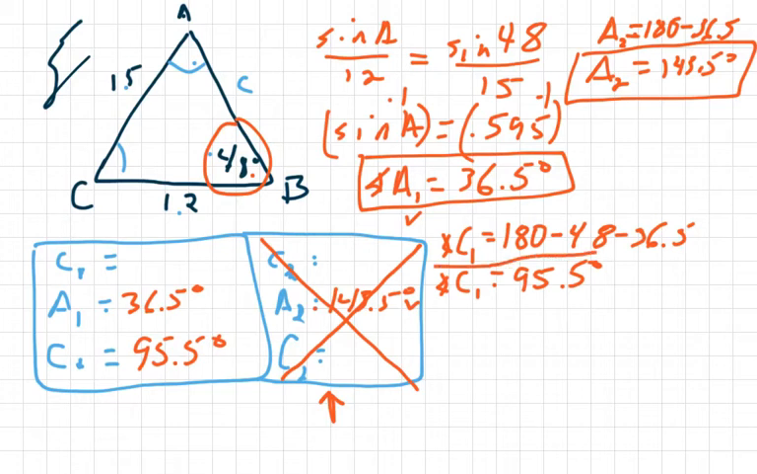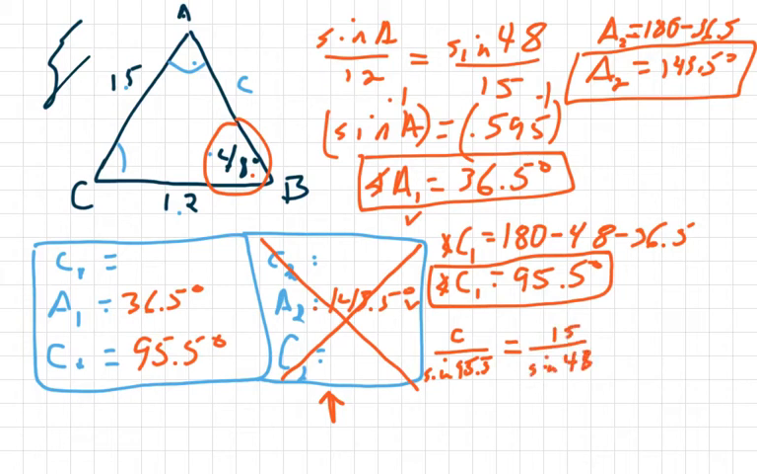So let's go find little c. Let's finish the question. So c over sine 95.5 equals 15 over sine of 48. Side C equals 20.1. So there is the situation. So this triangle ended up not really being ambiguous. We had to check for ambiguity. And you notice we did get a second angle off the hop, but it wasn't an ambiguous triangle. So let's go do the next one.